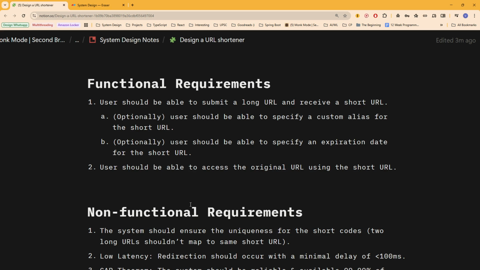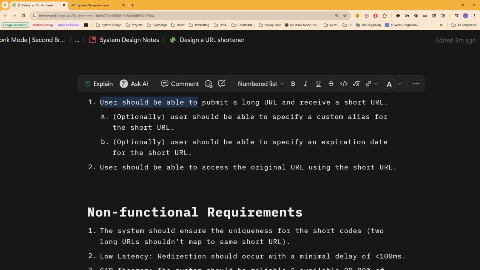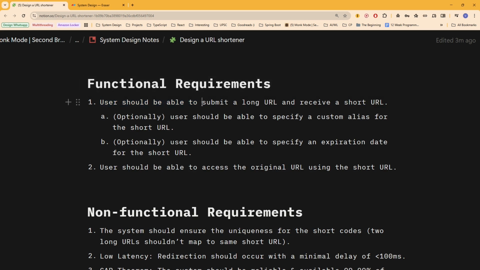Now, for a URL shortener, we only have two core functional requirements. Whenever we have to come up with functional requirements in an interview, we should think of statements like "user should be able to". That's it. And after that, we have to decide what our system is capable of. So, in a URL shortener, a user should be able to submit a long URL and receive a short URL, right? This is the core functionality of a URL shortener, and the user should be able to access the original URL using the short URL. Okay, so that's it. We only have two core functional requirements for this particular problem.